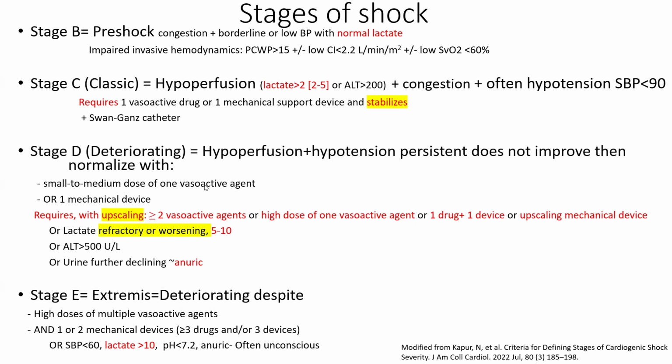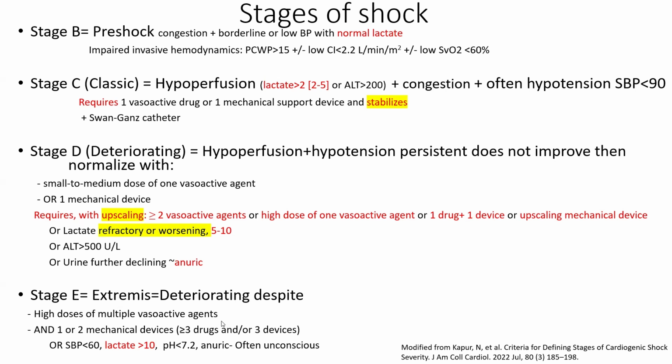Stage E is the extreme, the one that is deteriorating despite multiple vasoactive drugs, or despite multiple vasoactive drugs and 1 or 2 mechanical devices. So they are on 3 drugs or 3 combos, 2 drugs and 1 device, and still deteriorating. Their lactate tends to be more than 10, pH less than 7.2. Up front, their systolic pressure may be less than 60, and that helps you define stage E.